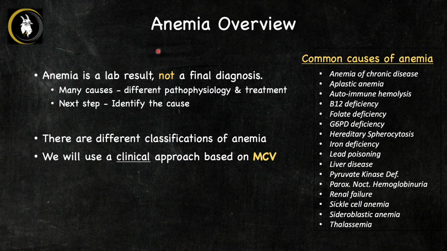So figuring out that someone has anemia isn't hard. We can just look at their hemoglobin and hematocrit. What's actually hard is figuring out what caused the anemia. So the point here is that anemia is just a lab value. It's not a final diagnosis.